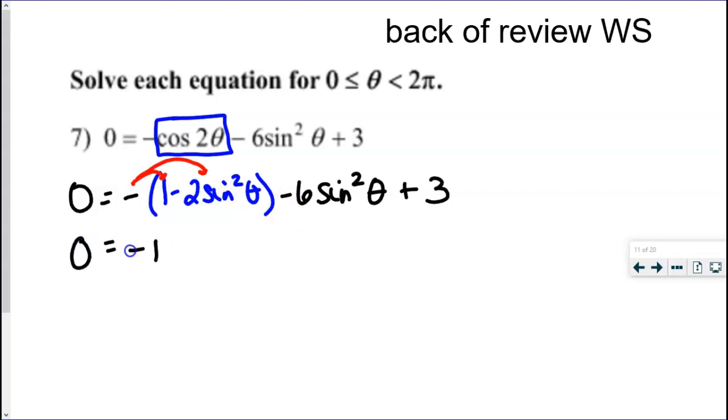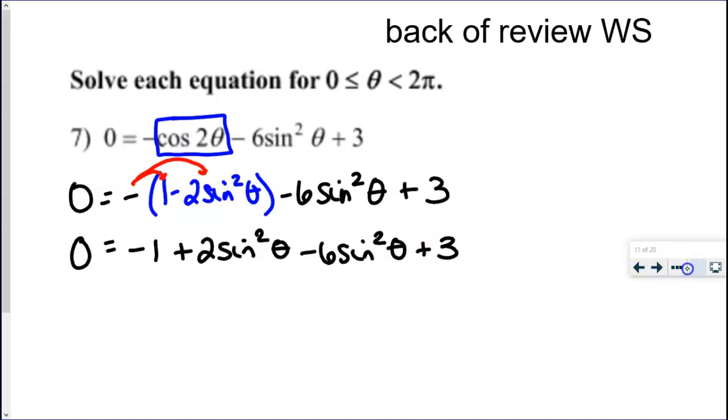So that gives us what? Negative 1 plus 2 sine squared theta. We got a minus 6 sine squared theta plus 3. And I know at first glance everyone's thinking, oh, this is a factoring question. I would argue that this is actually going to be a square rooting question because these are like terms and it's the only trig function in the problem. So we're going to be able to square root once we get this isolated.